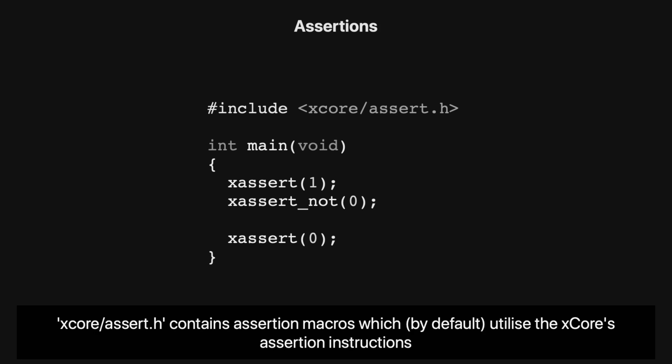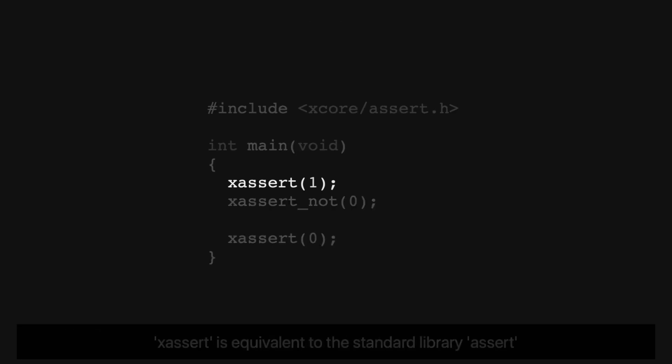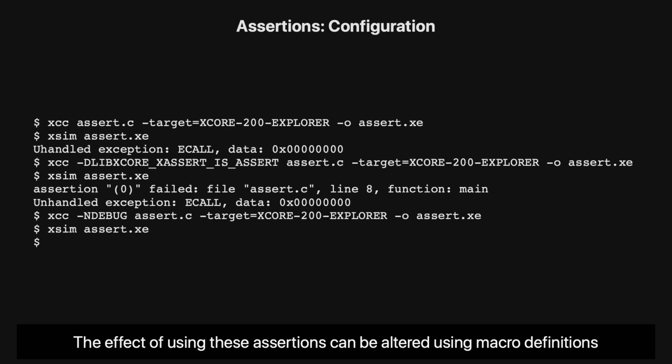The xcore assert.h header contains assertions which, by default, use the xcore's hardware assert instructions. xassert is equivalent to the C standard library's assert, and with assertions enabled, it'll trap when its argument is 0. There's also an inverted version, xassert not, which traps on a non-zero argument. This is functionally equivalent to negating the argument to a normal assert, but can result in better instruction selection in some cases.